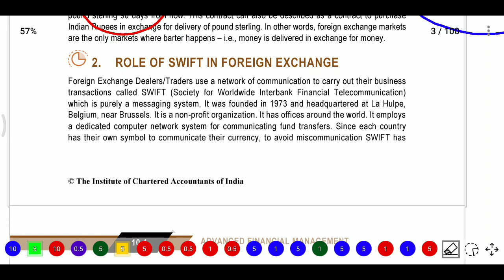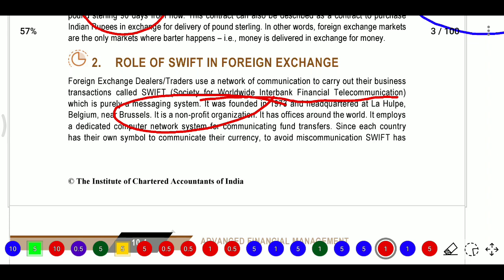Here, SWIFT means that the foreign exchange dealers or traders have a network for communication, and they communicate with each other using SWIFT. SWIFT means Society for Worldwide Interbank Financial Telecommunication, which is purely a messaging system. It was founded in 1973 and is headquartered in La Hulpe, Belgium, near Brussels. It is a non-profit organization with offices around the world. It employs a dedicated computer network system for communicating fund transfers.